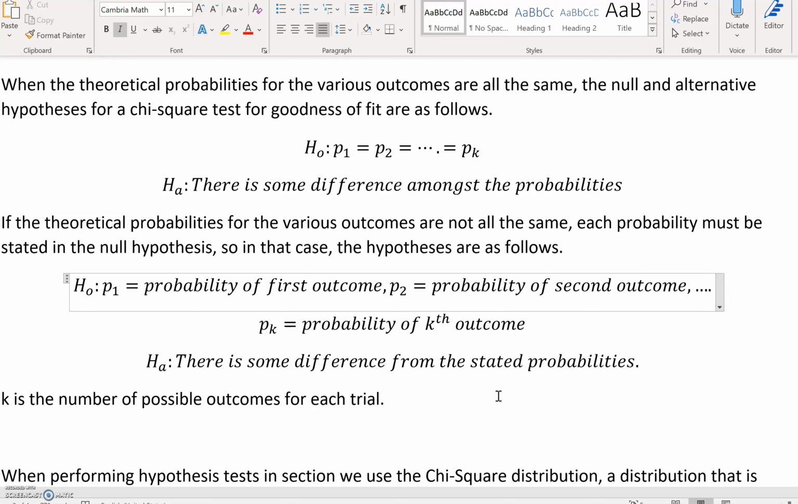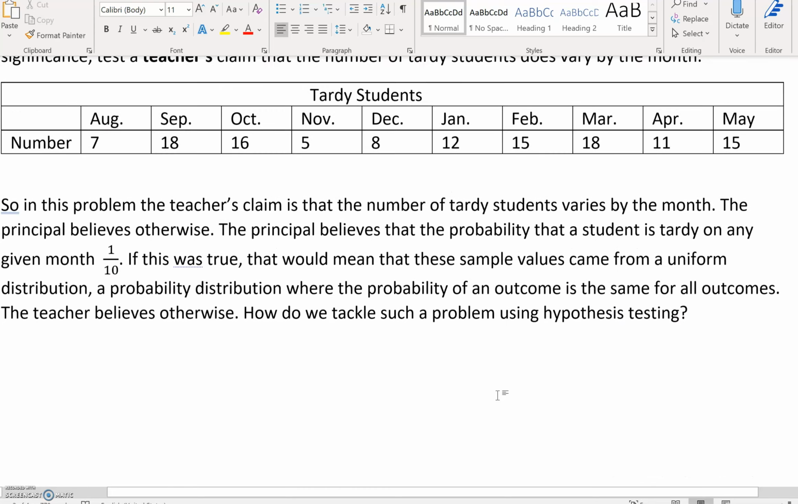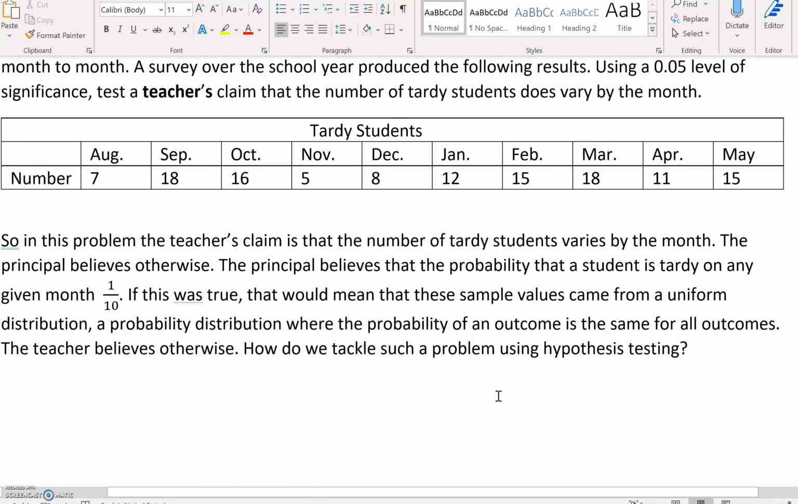So K here in these problems always represents the total number of possible outcomes for each trial. You can also think of this as the number of categories. So in our particular sample problem, the total number of categories is 10 because there are 10 months to choose from.